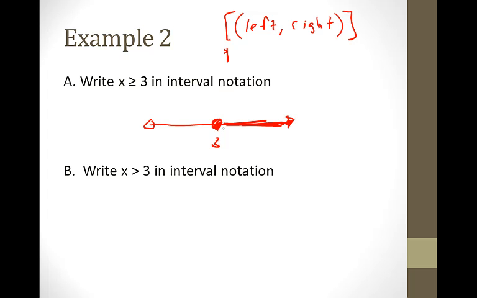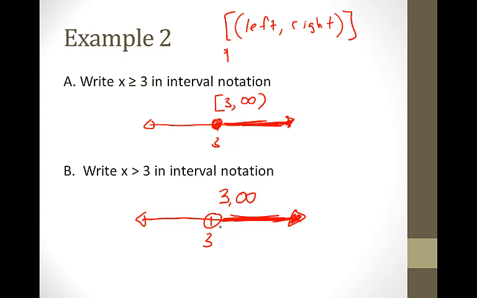So in this one, it can be equal to, so we use the bracket, 3, comma, and we go all the way out to what number? All the way out to infinity. And there's our infinity symbol. So similar with x is greater than 3. Again, there's our graph. X is greater than 3. We're still going from 3 to infinity, but because it's not equal to 3, we use the parentheses to indicate that. And again, the infinity always gets the parentheses.